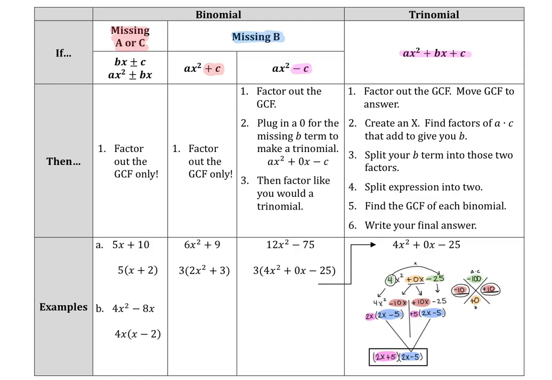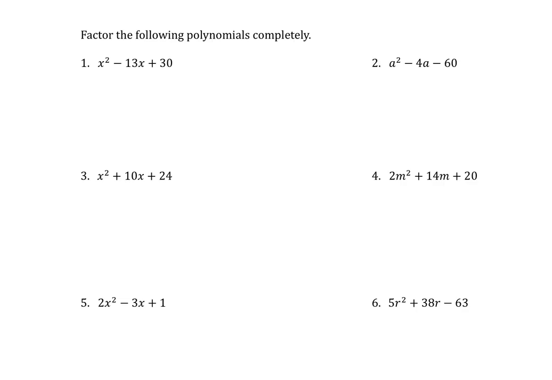So my steps are going to be always to start with factoring out the GCF. Then I would create an x, and from there I'm going to split my middle term into the two factors that I found in my x. And I'm going to factor by what we call grouping. So I'm going to show you some examples of this. Let's look at example number 1.